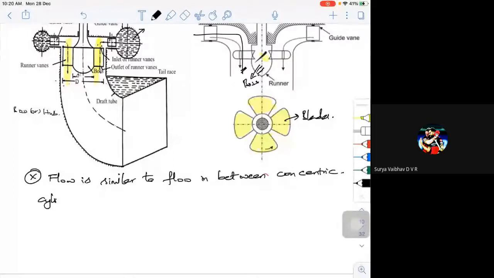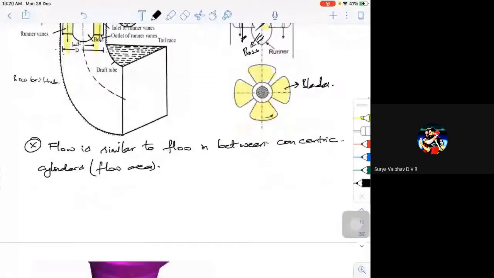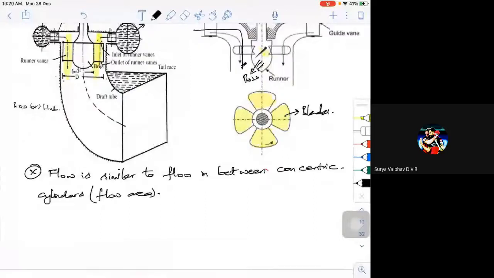Okay, cylinders. So that is your flow area. To be very precise, this is the flow area. Then what will be the flow area? It will be pi D squared minus small d squared, divided by 4. So what will be your flow area for a Kaplan turbine?